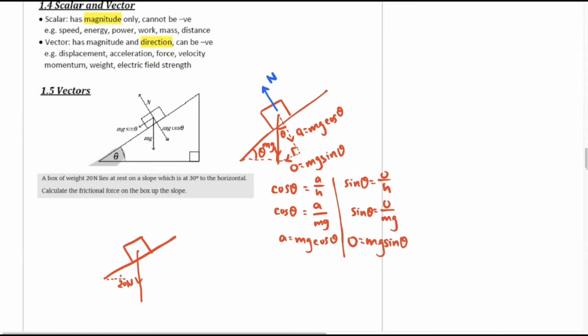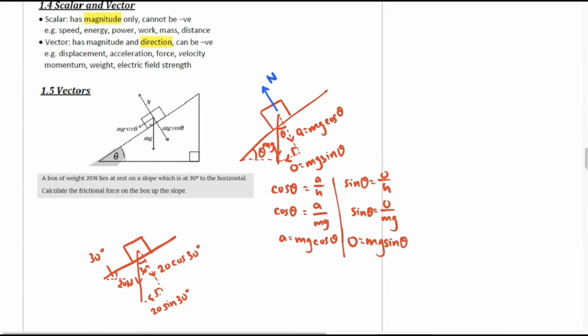Okay, the angle here is 30 degrees. Then you can bring the angle to this particular part here. Okay, then we can resolve it. We can resolve it to mg cos 30 and mg sin 30. Okay, then we have the normal reaction.